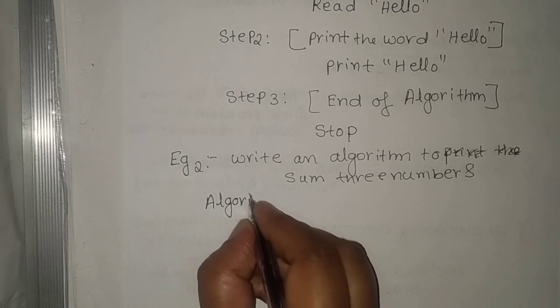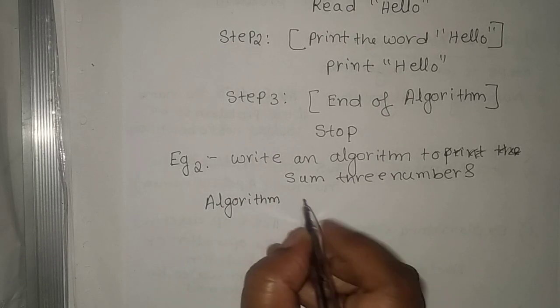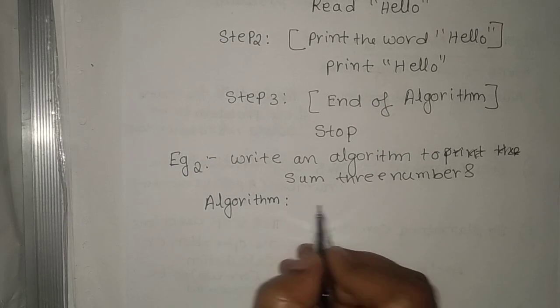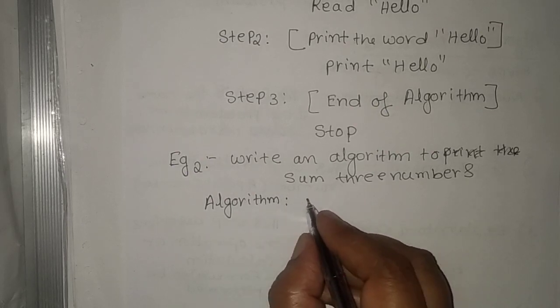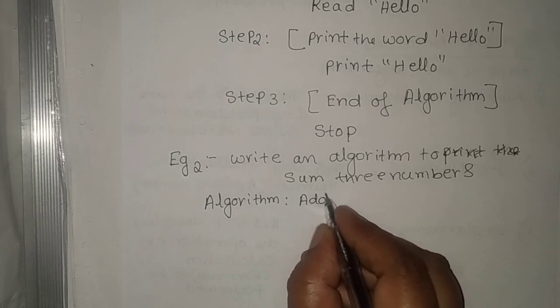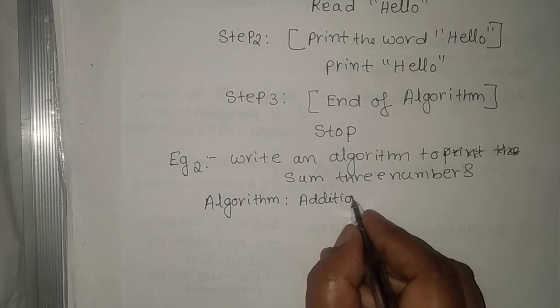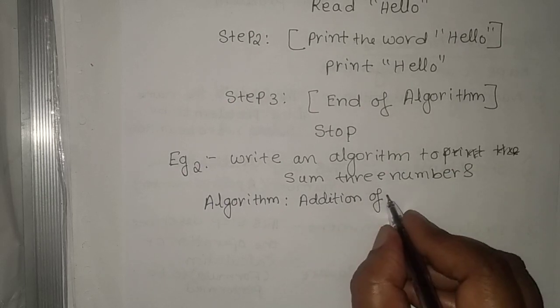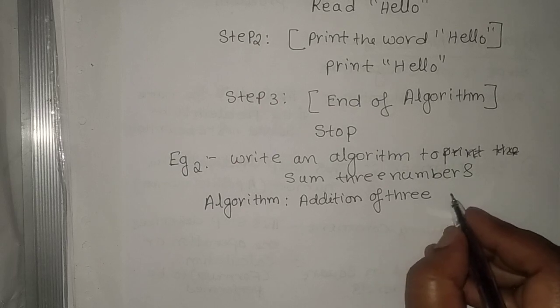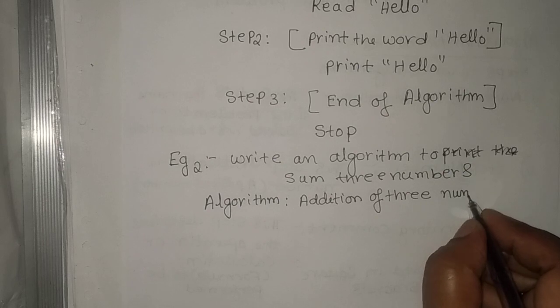Starting any programming language, we first write down the algorithm. It will be a simplified method to write the program. So for the algorithm, here I will write the topic: addition of 3 numbers, or sum 3 numbers. Addition of 3 numbers.